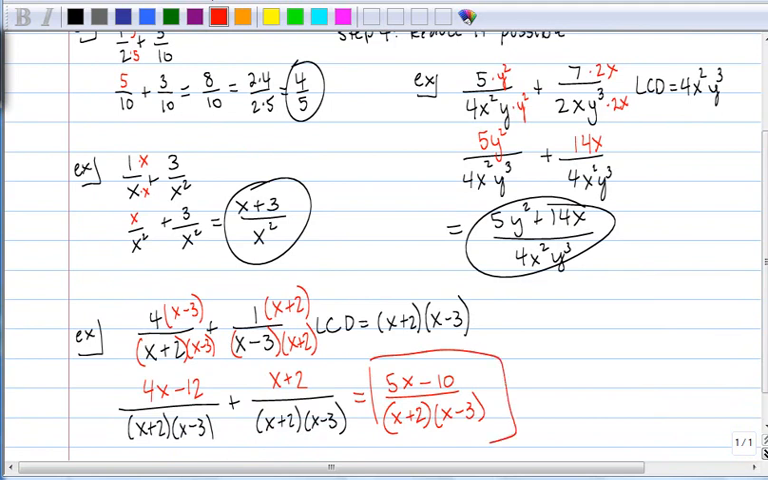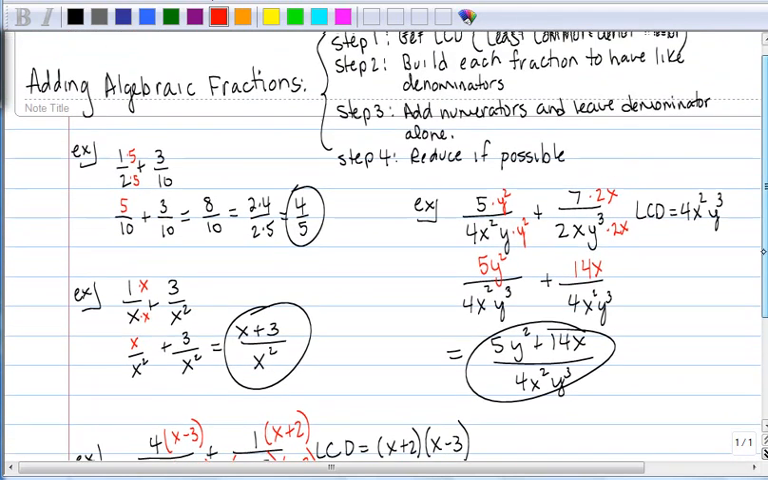Now you do have to realize that these could reduce. We could factor out a 5, but we get an x minus 2, which is not a factor of the denominator. No factor in the denominator is an x minus 2. So it cannot be reduced even if we tried. That is how we add algebraic fractions.